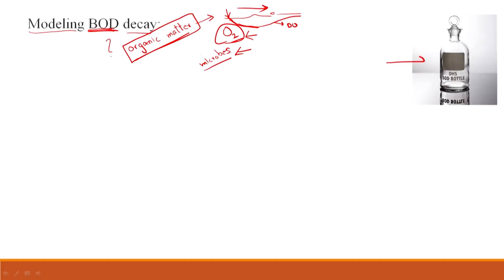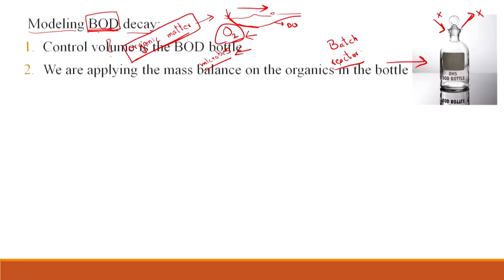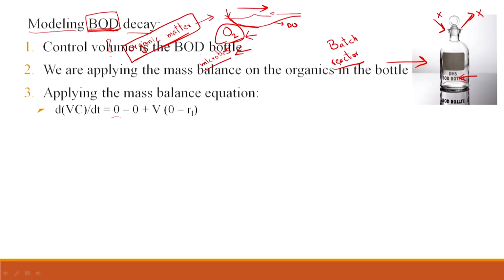So, let us first understand how to model what is happening in this BOD bottle. There is no flow coming in, no flow going out, so obviously it is a batch reactor, and we are going to try to measure the organics here and then apply it to the BOD measurement. As we mentioned, the control volume is the BOD bottle, and we are applying the mass balance on the organic content inside the bottle. Mass balance equation: no flow coming in, no flow going out, mass balance for the macroscopic scale, where the concentration of the compound in the control volume is the same.